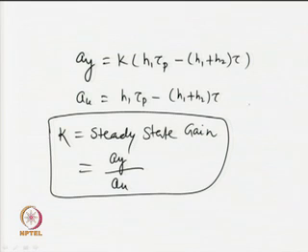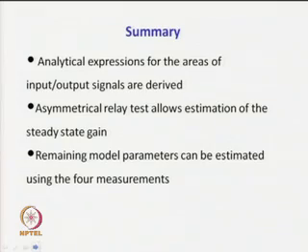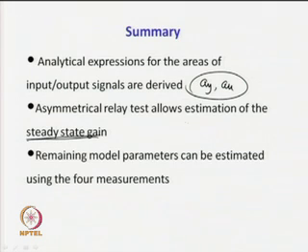So, when you get the asymmetrical output signal, find the area of the output signal and area of the input signal, take the ratio of the two, that will give you the steady state gain of the transfer function model. So, let me summarize my lecture now. Analytical expressions for the areas of input and output signals A y and A u have been found. Now, taking the ratio of these two areas, it is possible to estimate the steady state gain of the system, thus k is equal to A y upon A u.